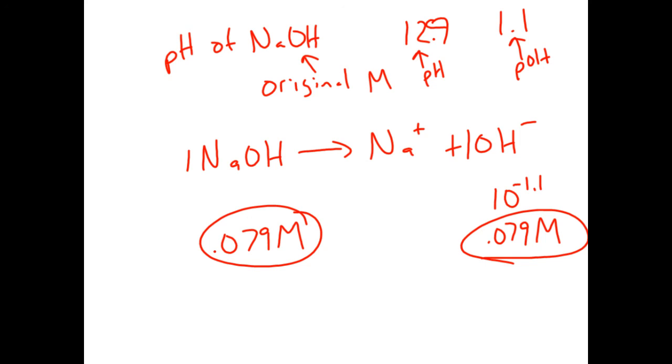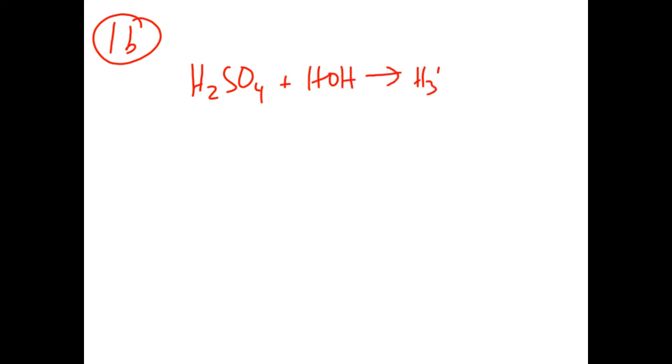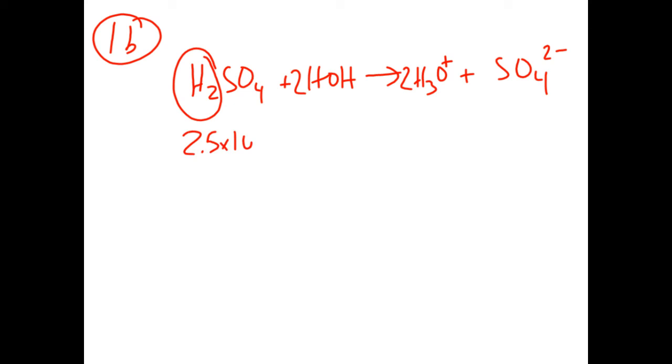Let's do 11 just for kicks. Actually, let's do 1B real quick. It says sulfuric acid, H2SO4, and I'm mixing that with water. It's going to make H3O plus and SO4 2 minus. There's going to be 2 of these for every 1 of these, because I have to take care of both of those H pluses. They tell us this starts off as 2.5 times 10 to the negative third, which makes this 5 times 10 to the negative third because of the 1-to-2 ratio.